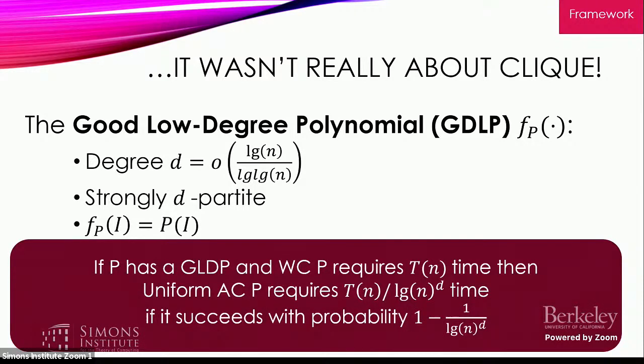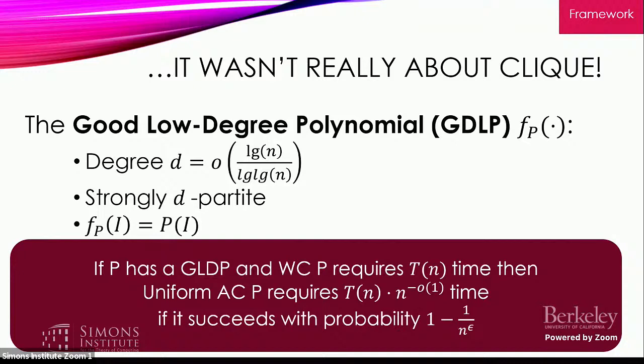And what do you get if you have all these properties? So if p has a good low degree polynomial, and you can think of this as if you announce that p in fact roughly is a low degree polynomial over {0,1}, then if worst case p requires T(n) time, the average case version of p requires T(n) over (log n)^d time, as long as an algorithm succeeds with probability 1 minus 1 over (log n)^d.